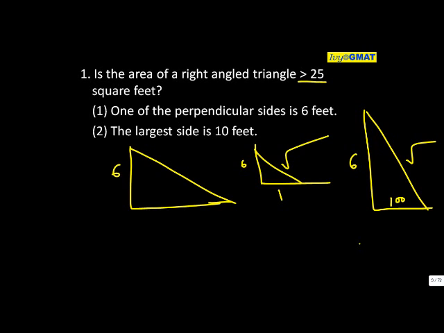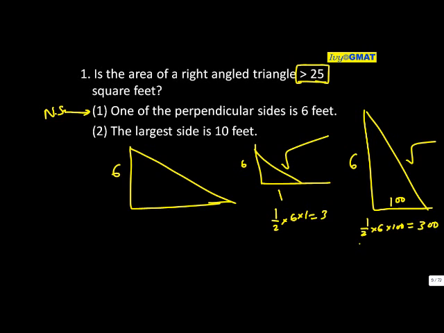So in this case, my area will be half of 6 into 1, which is 3. In this case, my area will be half of 6 into 100, which is 300. Your question is, is it surely more than 25? Can I say for sure or no? So the first statement is not sufficient. Don't think if it is 6 then it has to be 6, 8, 10. That will be wrong logic. With 6 you can make infinite triangles.